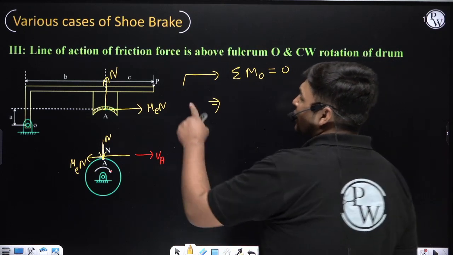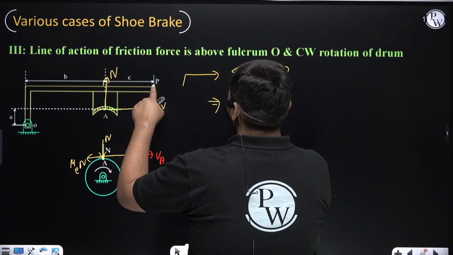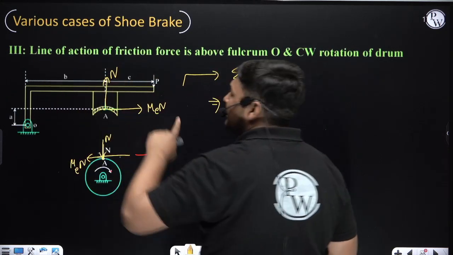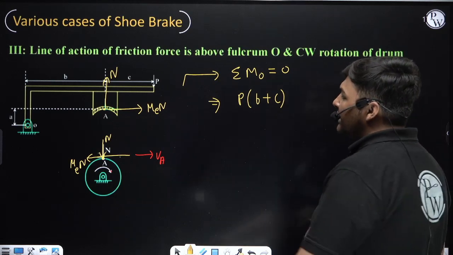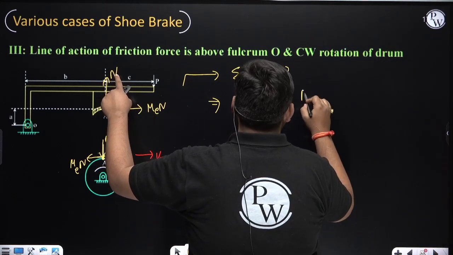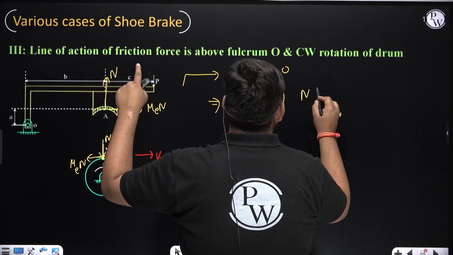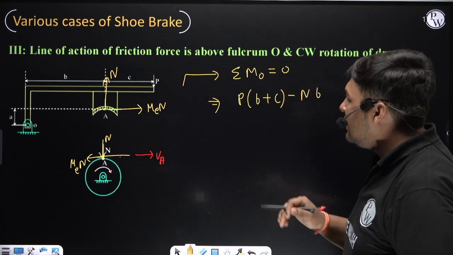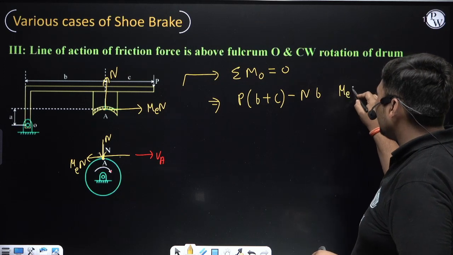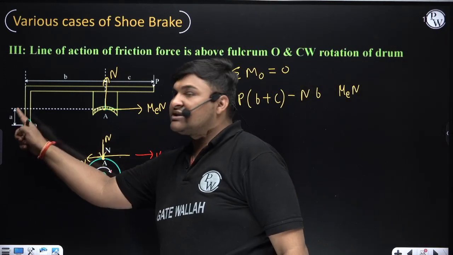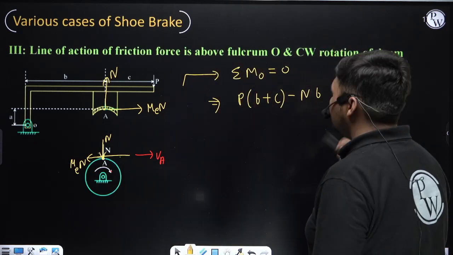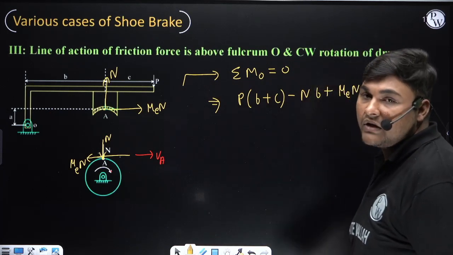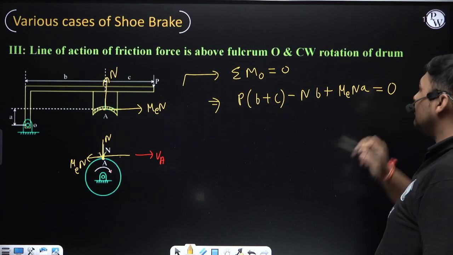It will be the moment of effort P about fulcrum O. It will be P, and its perpendicular distance from O is b plus c. The direction of moment about O is clockwise. I am taking clockwise direction as positive. Now the moment due to force N will be N, its perpendicular distance from O is b. The moment about O is anti-clockwise. I am considering clockwise as positive, so anti-clockwise is negative. Now the moment due to friction force, which is mu N, its perpendicular distance from point O is a. So the moment is this. Its direction about fulcrum O is clockwise, and I am taking clockwise as positive. Okay, this is the net moment about fulcrum O, which is equal to 0.